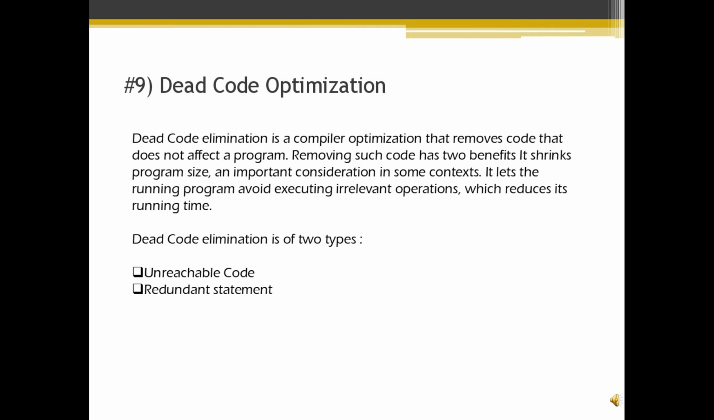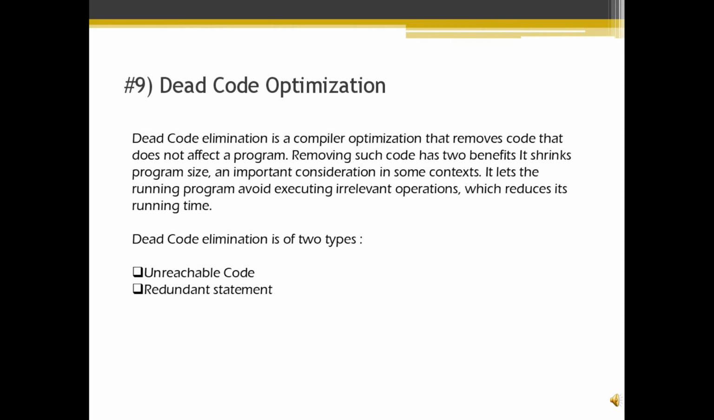Dead code optimization. Dead code elimination is a compiler optimization that removes code that does not affect a program. Removing such code has two benefits: it shrinks program size, an important consideration in some contexts. It lets the running program avoid executing irrelevant operations, which reduces its running time. Dead code elimination is of two types.